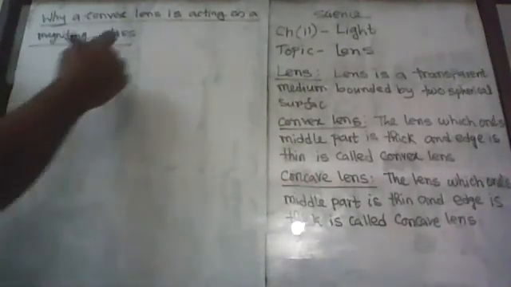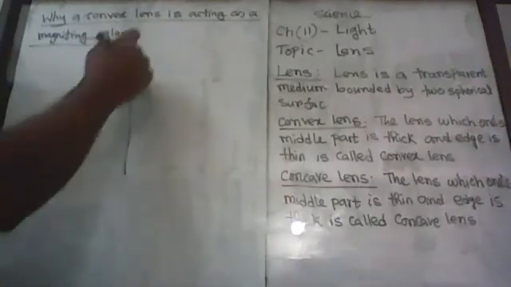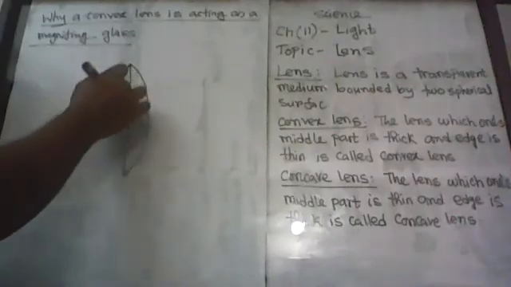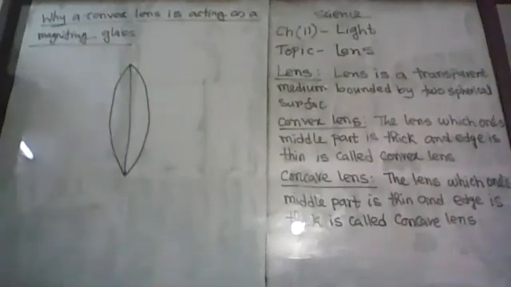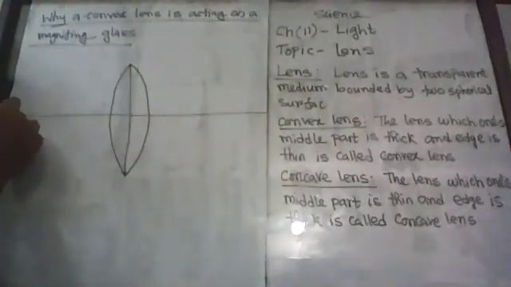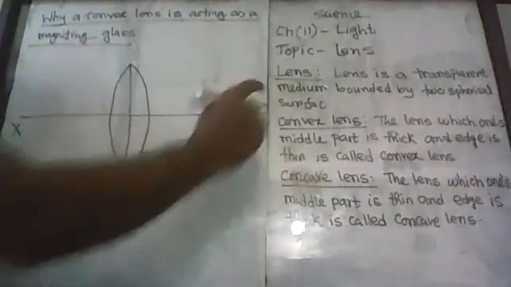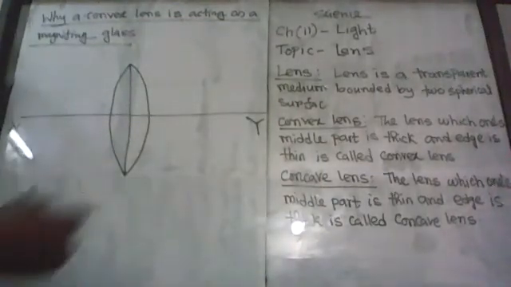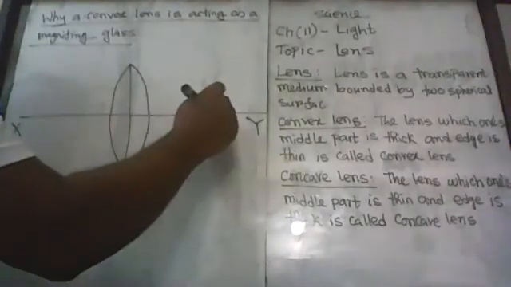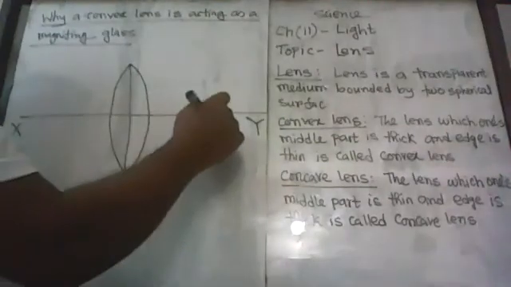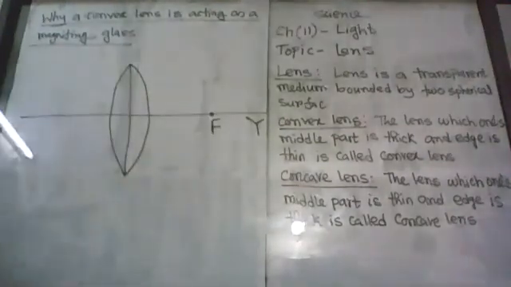Suppose I'm taking at first a convex lens. So this is a convex lens. You see, XY is the principal axis. Now this point, suppose it's a focus point.